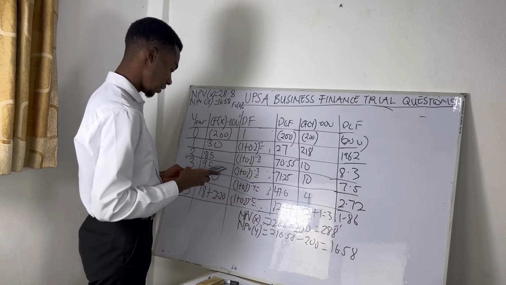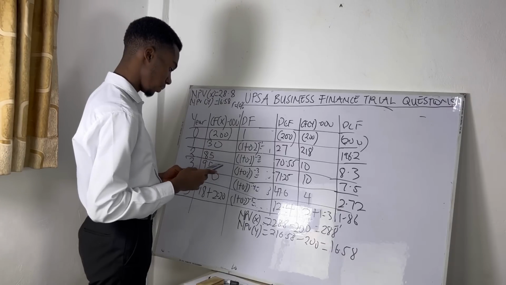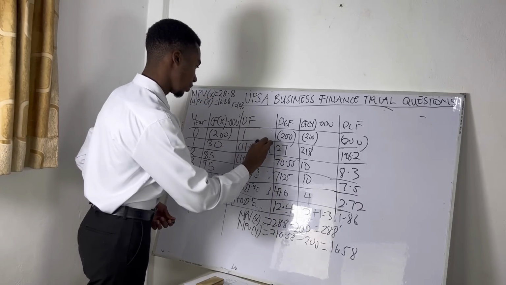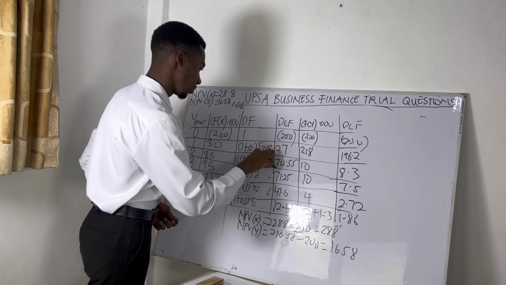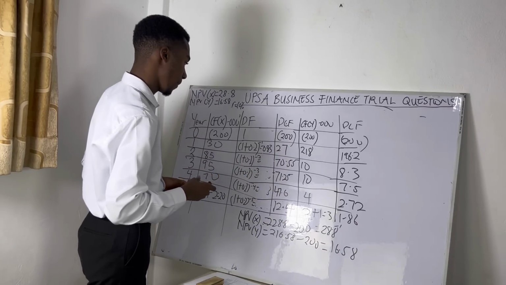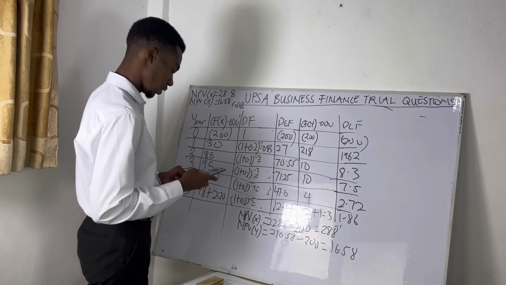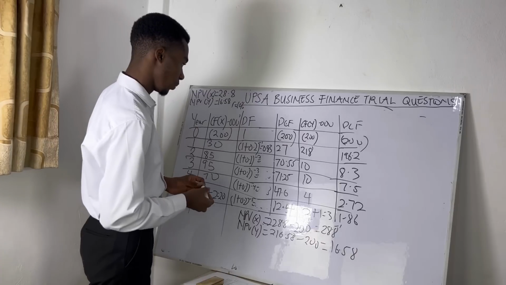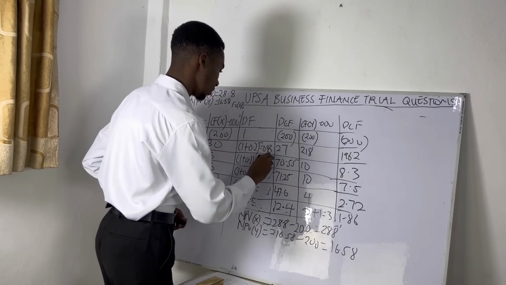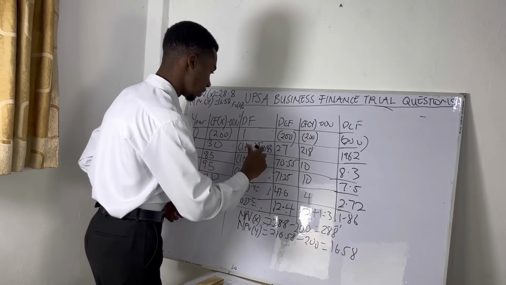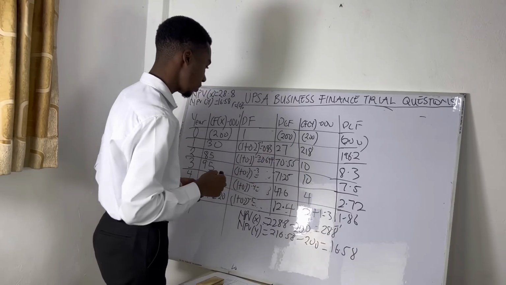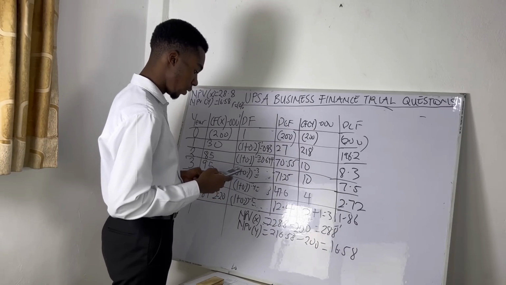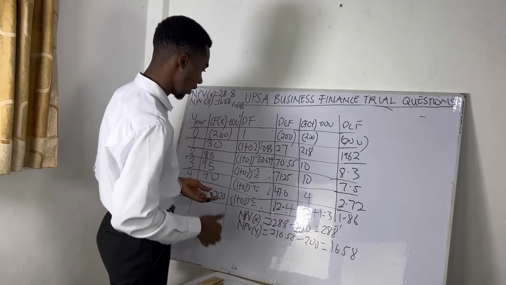So we have 1 plus 0.2 exponent negative 1. Then we have 0.83. Then we have 1 plus 0.2 exponent negative 2. You have 0.694. Let me just maintain the 0.694. Therefore, year 3, 1 plus 0.2 exponent negative 3. You have 0.578, so more like 0.579.